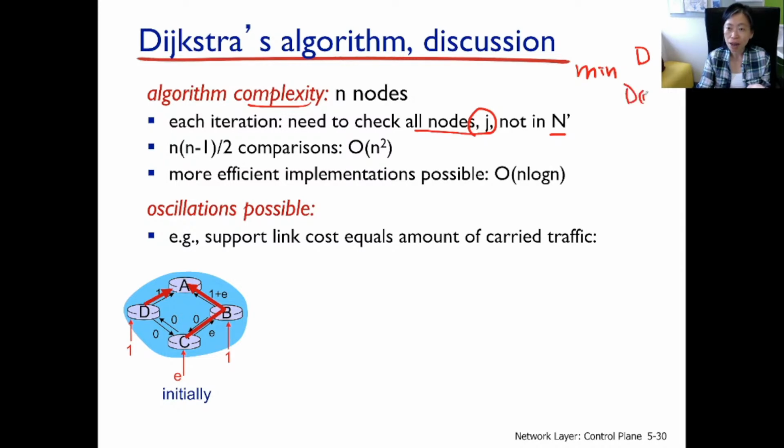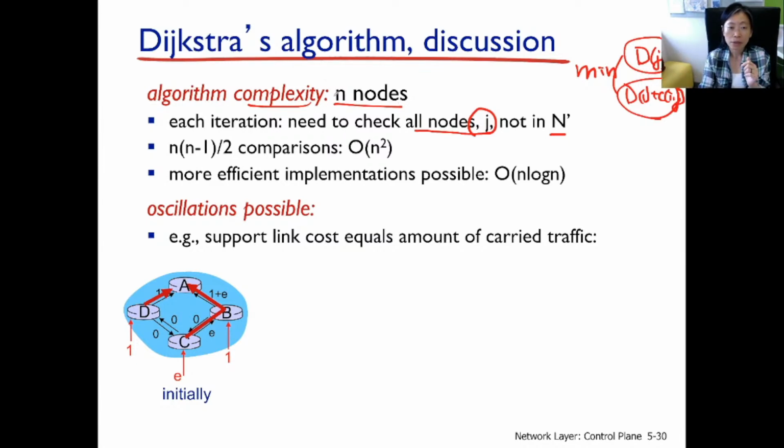So D_j is compared with D_i plus the link cost between i and j. So it's a comparison between this value and this value. So you have the looping phase, and inside there's an inner loop that is doing a lot of these value comparisons. Now, if we consider a fully connected network, that is the worst case for the Dijkstra algorithm.